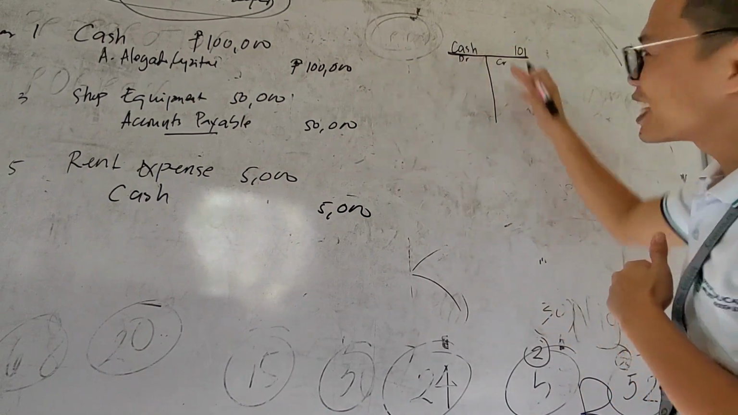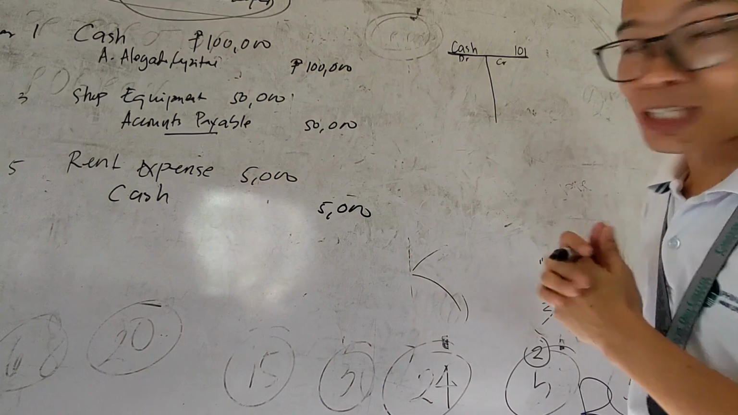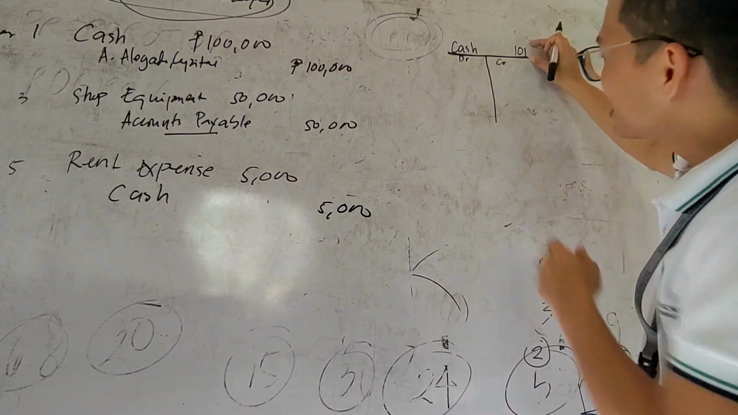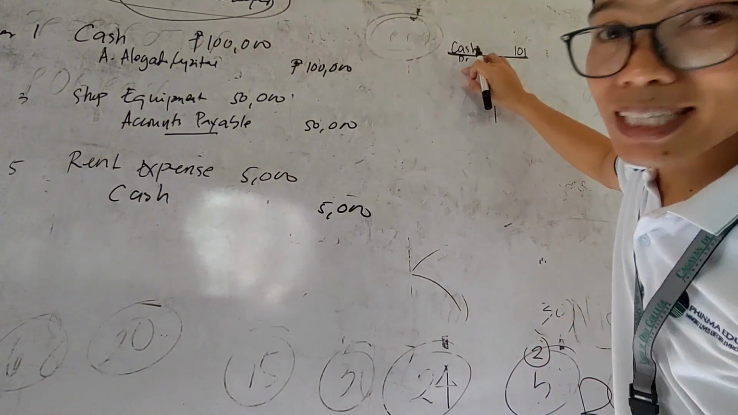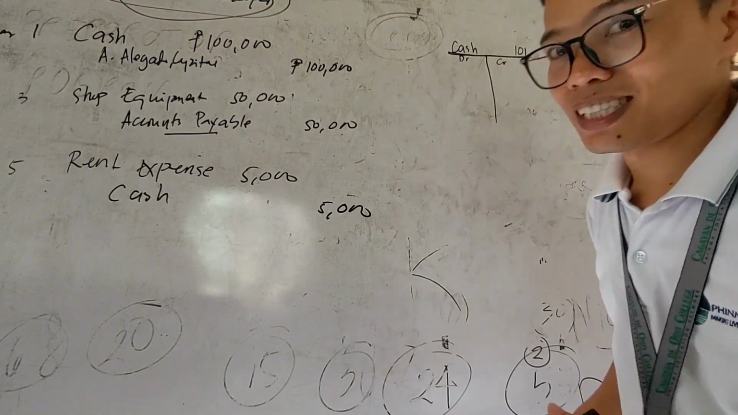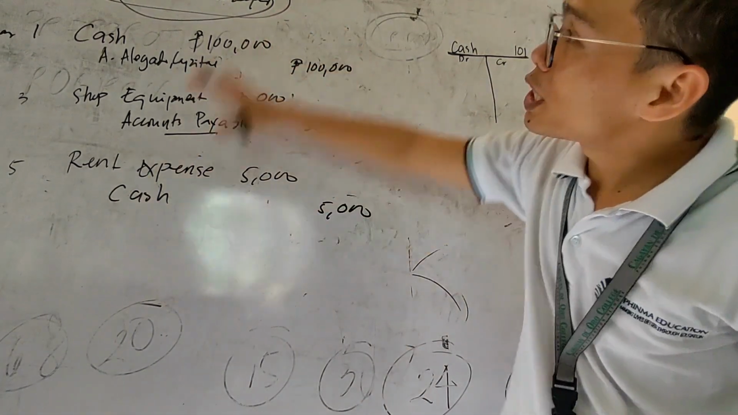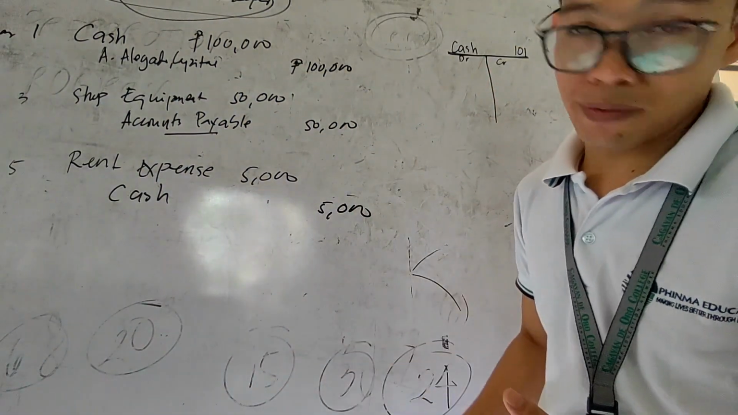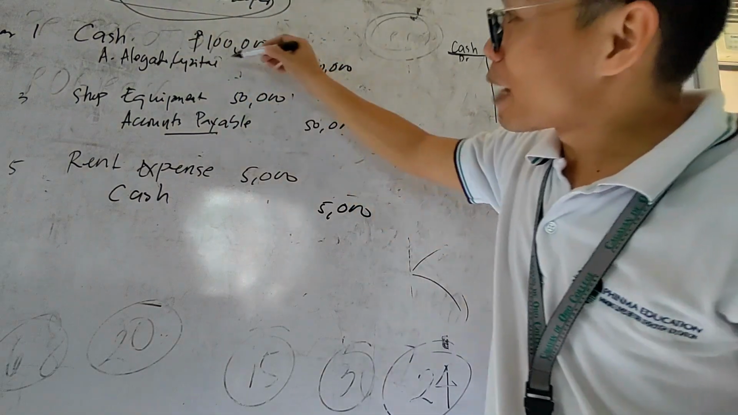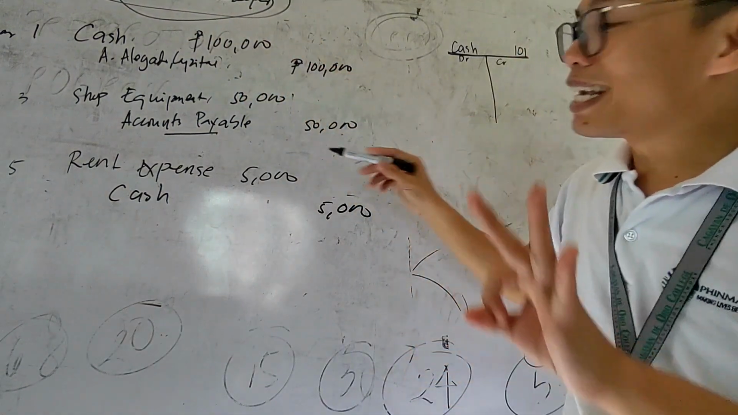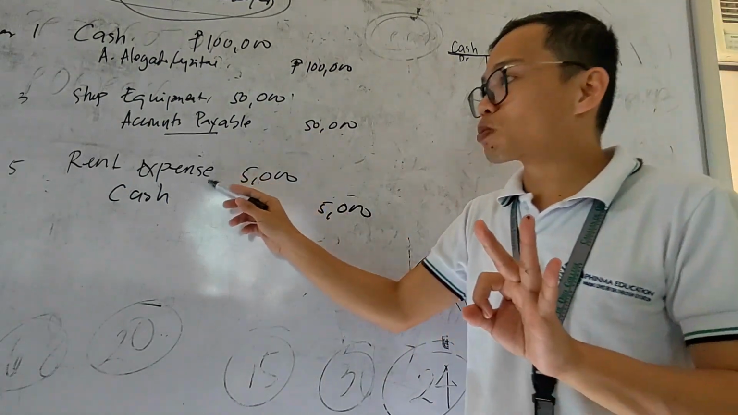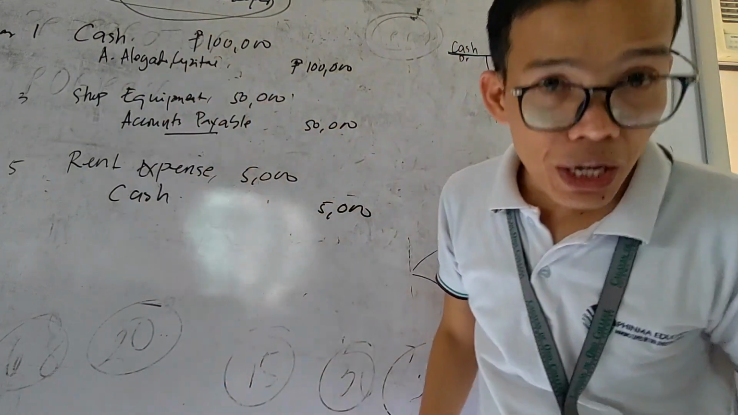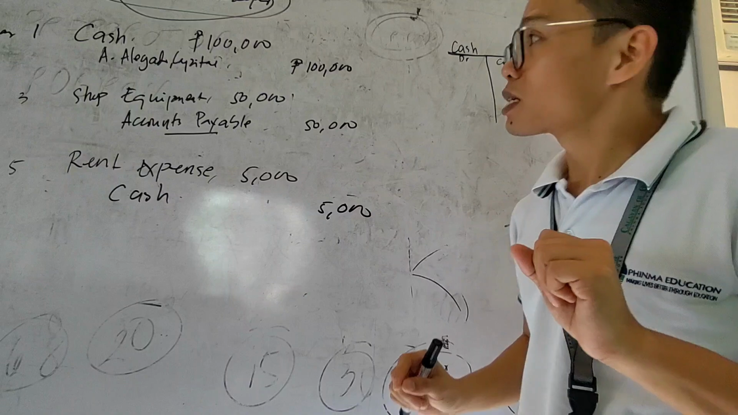Again, using the T account, this is represented by a ledger of this cash account here. We're going to write the account title and the account number. The left side of the T is the debit, and the right side of the T is the credit. So, going back to our general journal, let's count how many account titles we have. We have cash, 1, capital, 2, shop equipment, 3, accounts payable, 4, rent expense, 5. Cash is repeated, so we count this as 1. So we have 5 account titles.